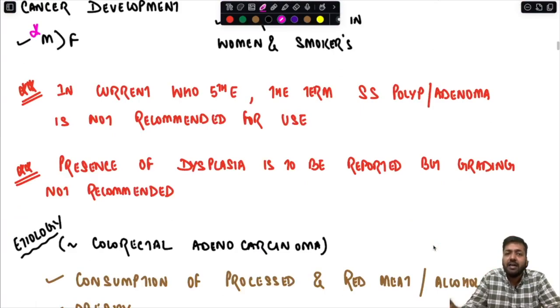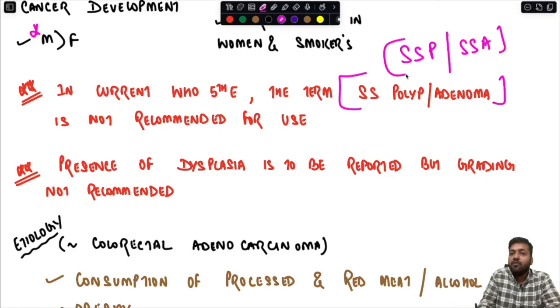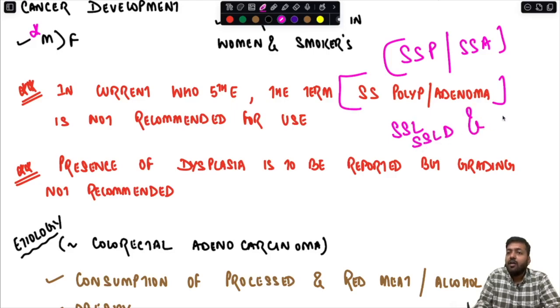Now remember, in the current WHO 5th edition, one very important change is that the term SSP or SSA, that is sessile serrated polyp or sessile serrated adenoma, which was used interchangeably and used to create a lot of confusion, is not recommended for use. We only have sessile serrated lesion, or sessile serrated lesion with dysplasia, and the other lesion that we have is traditional serrated adenoma.